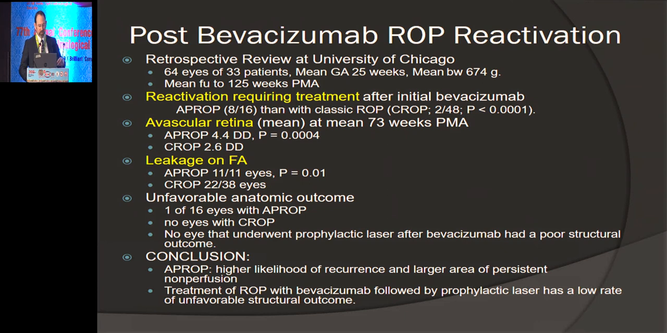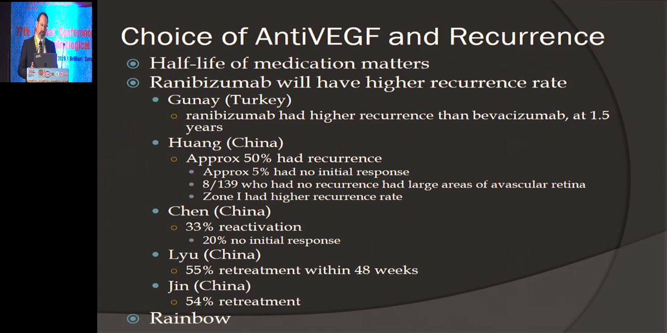We studied fluoresceins, and eyes with APROP had larger areas of non-perfusion, 4.5 disc diameters or so, compared to classic ROP, which only had 2.5 disc diameters of non-perfusion. This was significant. These were done at 80 weeks or so after the initial treatments, which were done in less than 40 weeks. All eyes with APROP had persistent leakage late, whereas only about 60% of classic ROP eyes did. From other studies in other countries, eyes treated with ranibizumab seem to have a higher rate of recurrence than with bevacizumab. This is likely related to half-life.